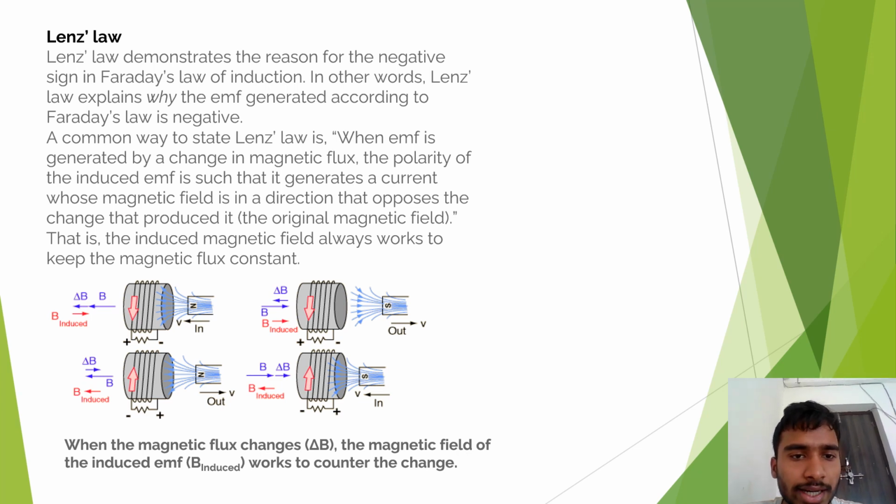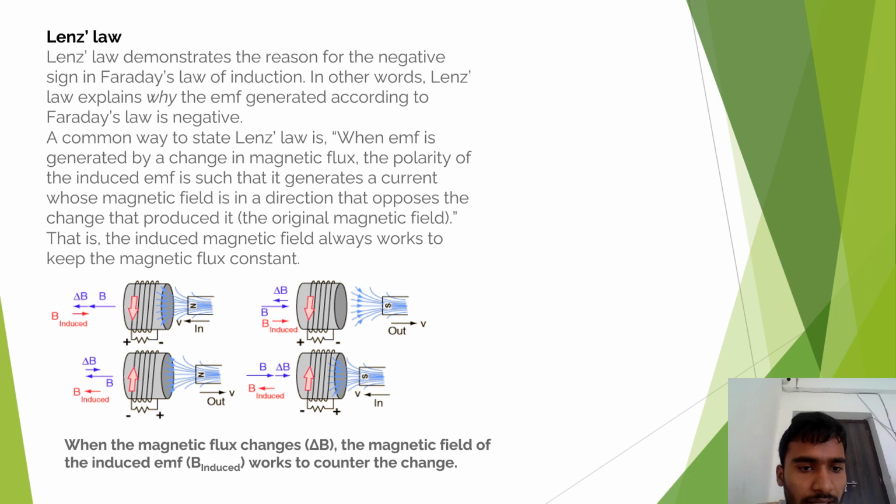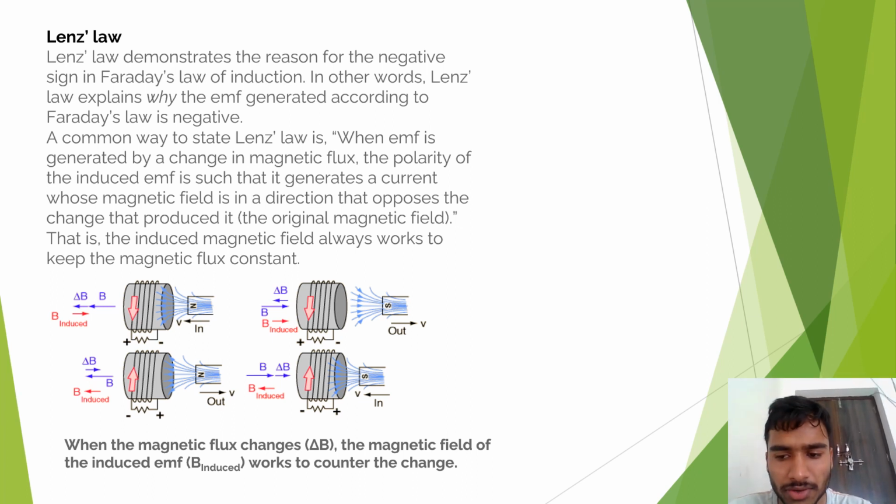A common way to state Lenz's law is: when EMF is generated by a change in magnetic flux, the polarity of the induced EMF is such that it generates a current whose magnetic field is in a direction that opposes the change that produces it, the original magnetic field. That is, the induced magnetic field always works to keep the magnetic flux constant. Let us look at it closely.